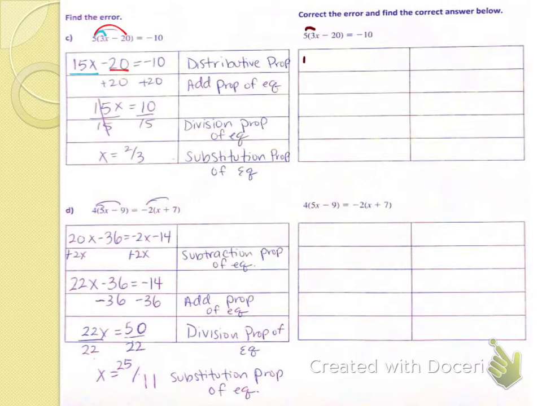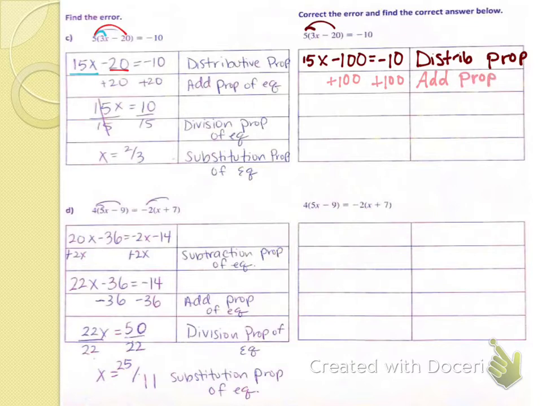So 5 times 3x is 15x. What is 5 times negative 20? Negative 100 equals negative 10. This is the distributive property right there, so you can write distrib prop. All right, what do we do next? Add 100. So what property is that? Addition property of equality. So you can put add prop of EQ.